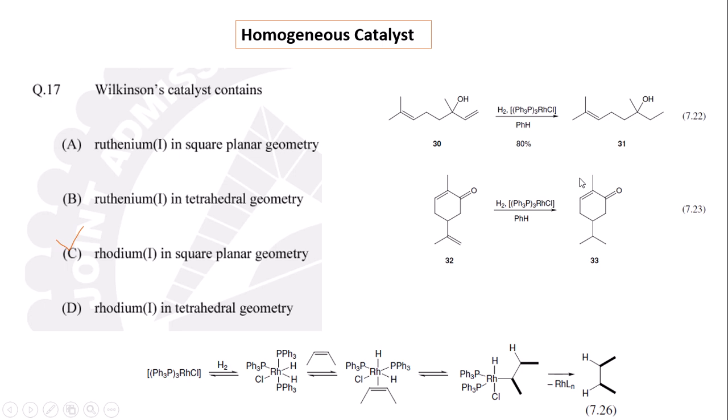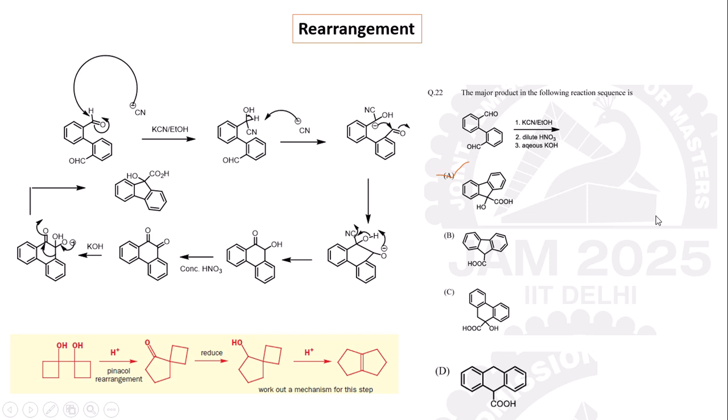And this is the example of the homogeneous catalyst, that is the Wilkinson catalyst, and this problem has been taken from the Carruthers book.